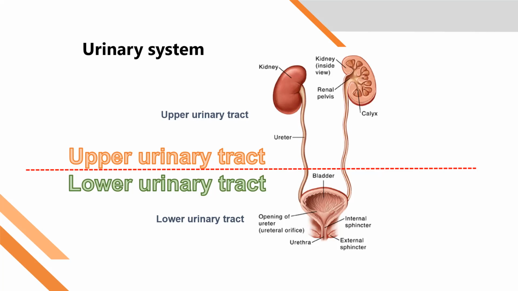The upper urinary tract consists of the kidney and the ureter, while the lower urinary tract is from the bladder until the urethra.